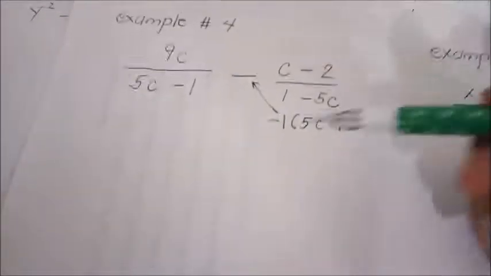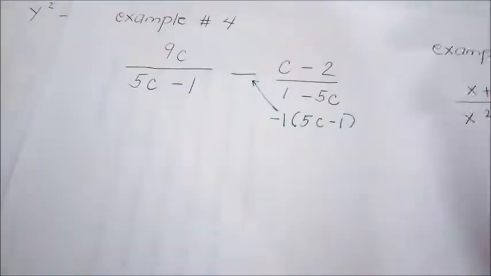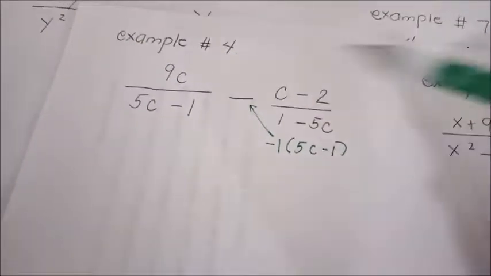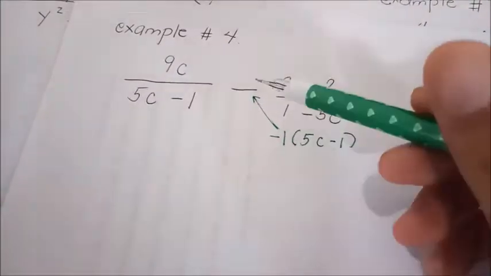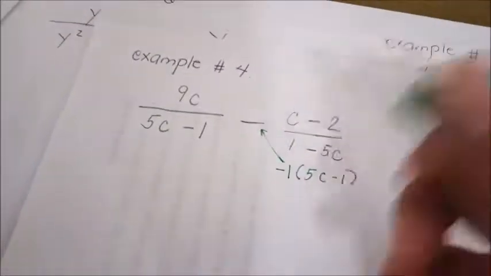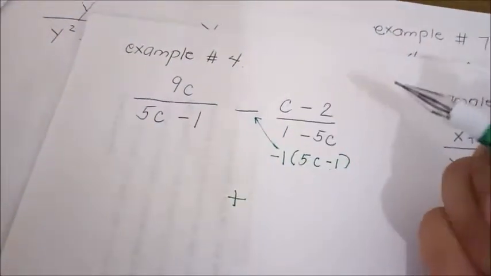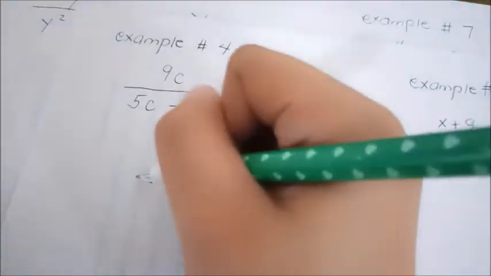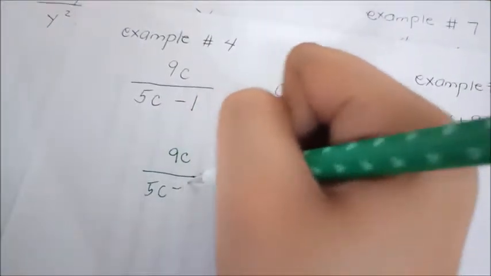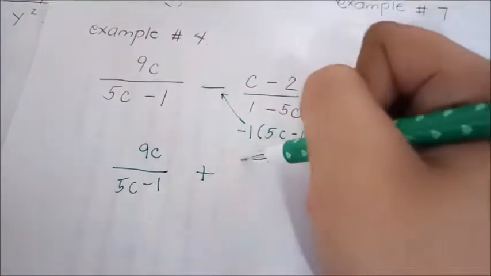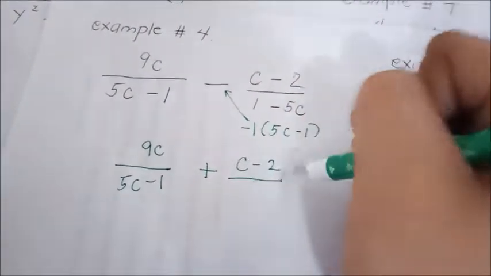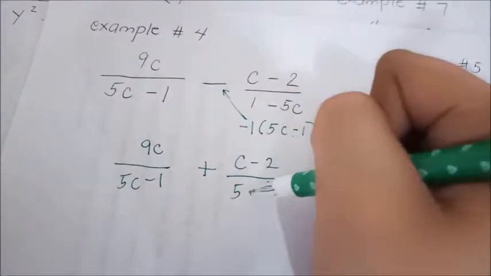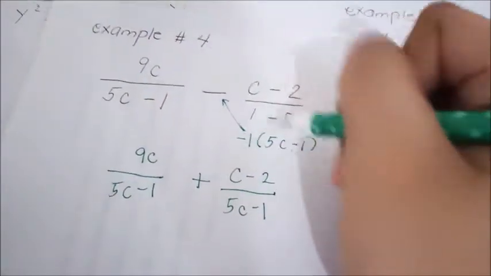No? To eliminate this, they become similar fractions. Okay, so if we have negative 1 times negative, negative times negative is positive. Bring down the others. We have 9c over 5c minus 1, and c minus 2 over 5c minus 1. Wala na po si negative 1.